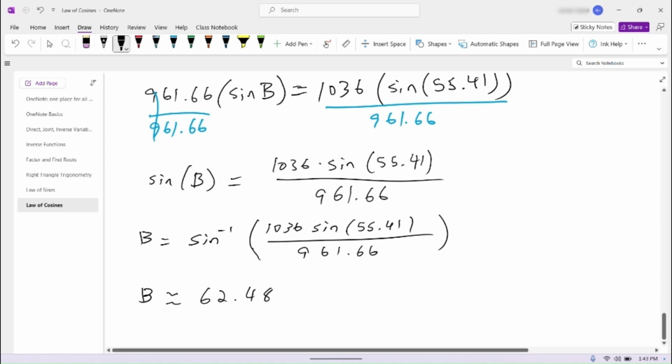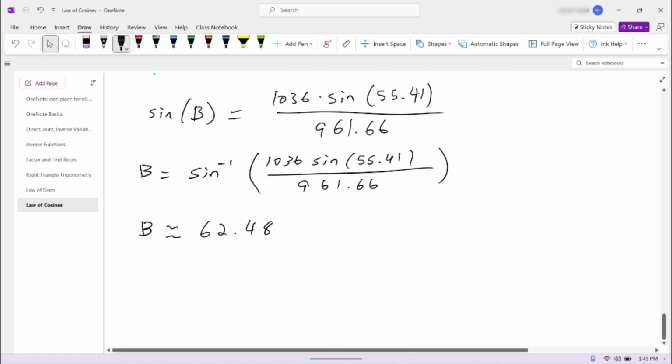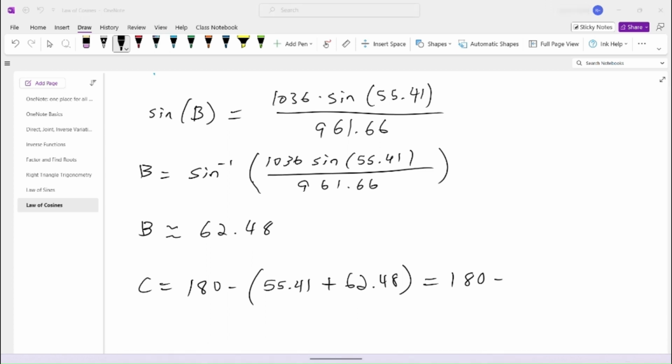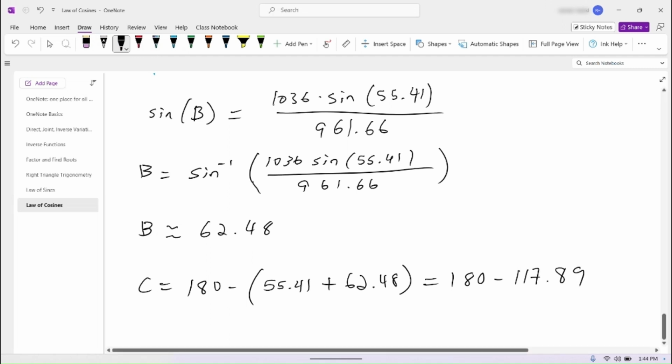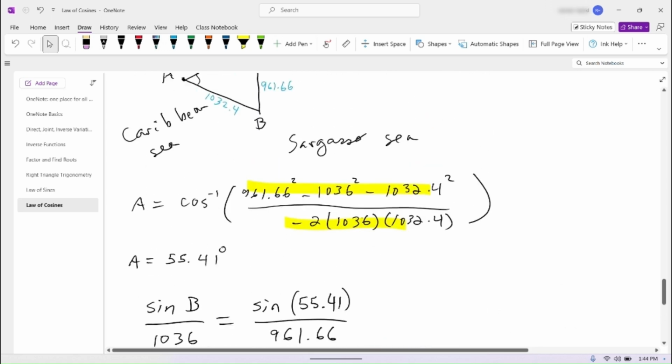And then lastly, to solve for C, we use the fact that C equals 180 minus 55.41 plus 62.48. Let's see what this number is with our calculator. 55.41 plus 62.48 is 117.89, and then 180 minus this number, hit enter, is 62.11. So C equals 62.11. Those are all of the angles in our triangle.